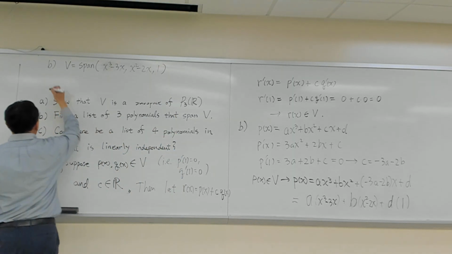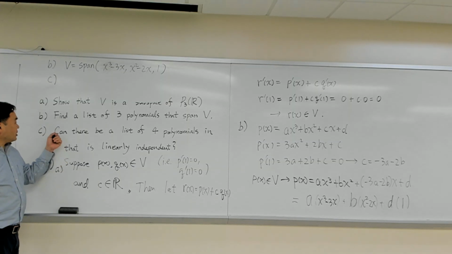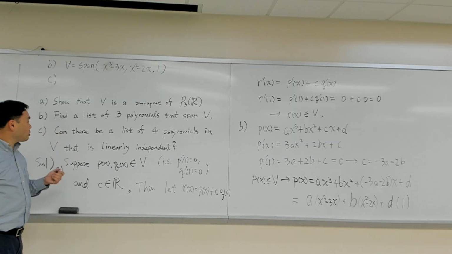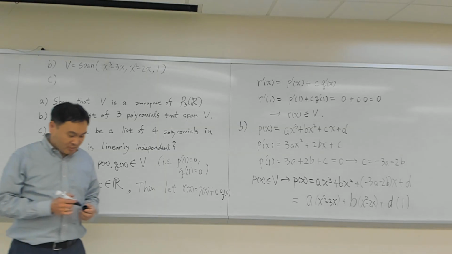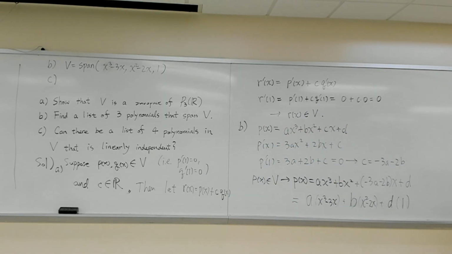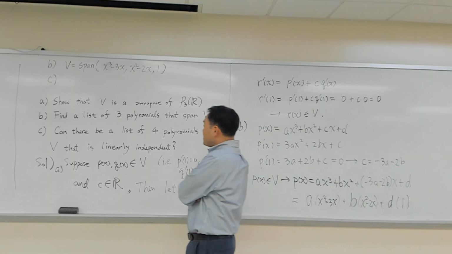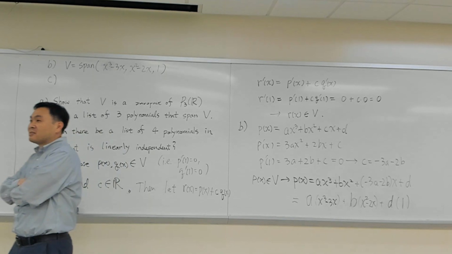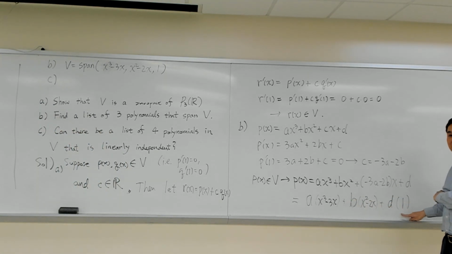Okay, so now c. Can there be a list of 4 polynomials in v that is linearly independent? What do you think? This has to do with something that we proved at the end of last lecture. Can there be a list of 4 polynomials in v that is linearly independent? Are these individually linearly independent?